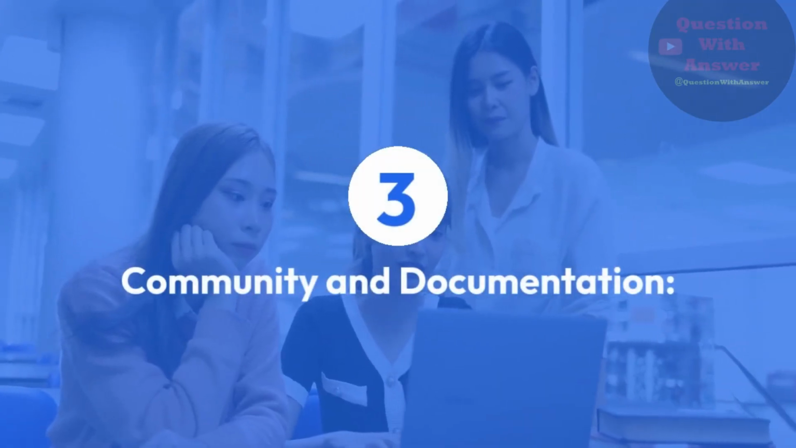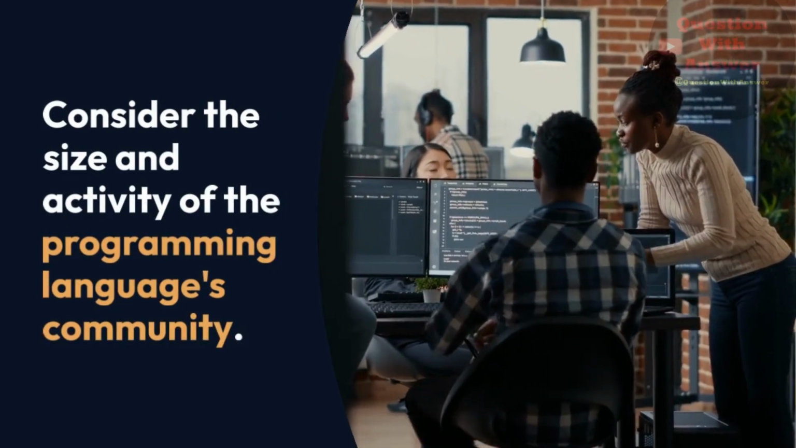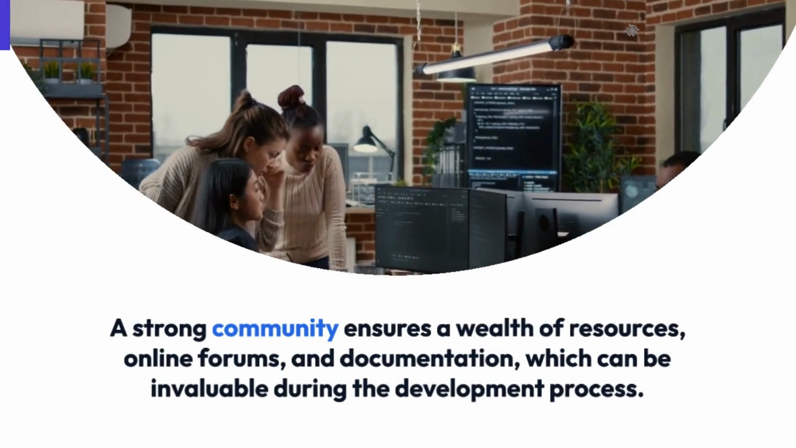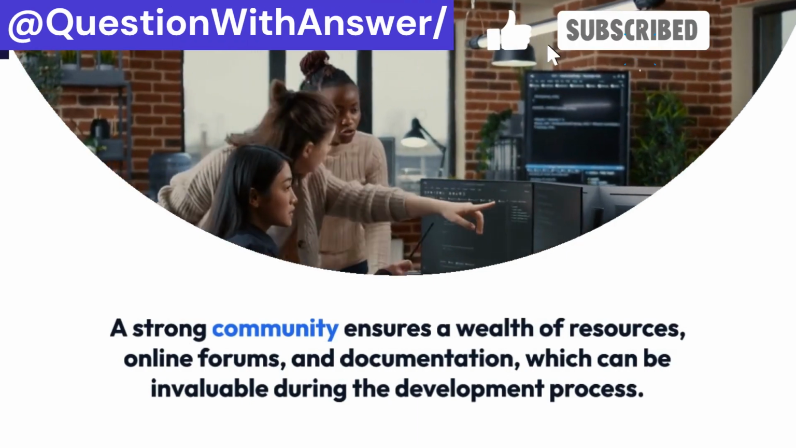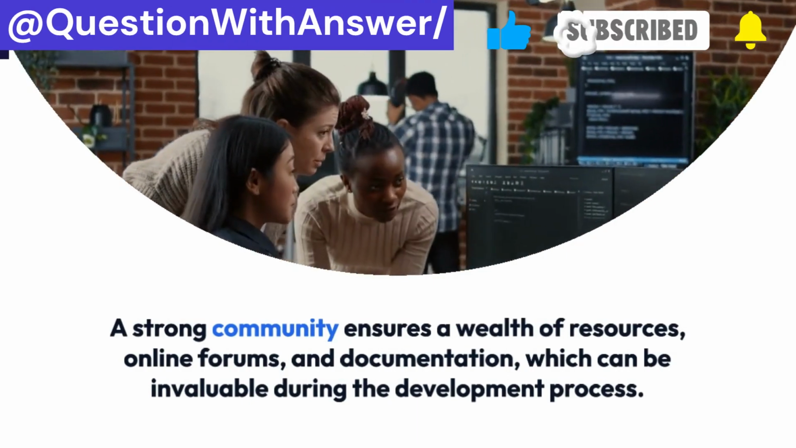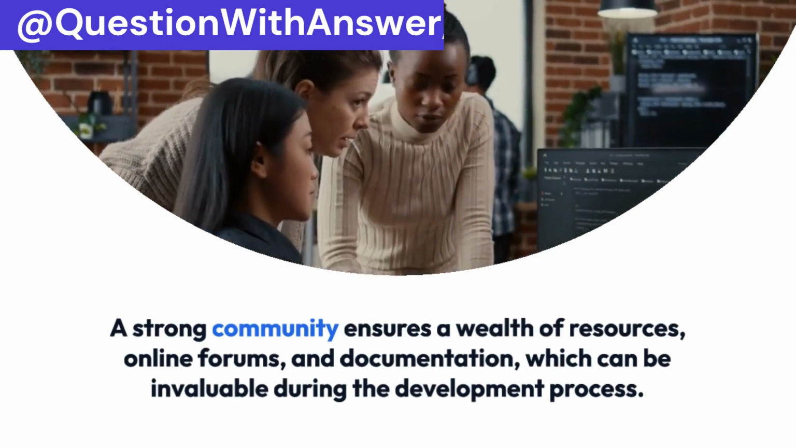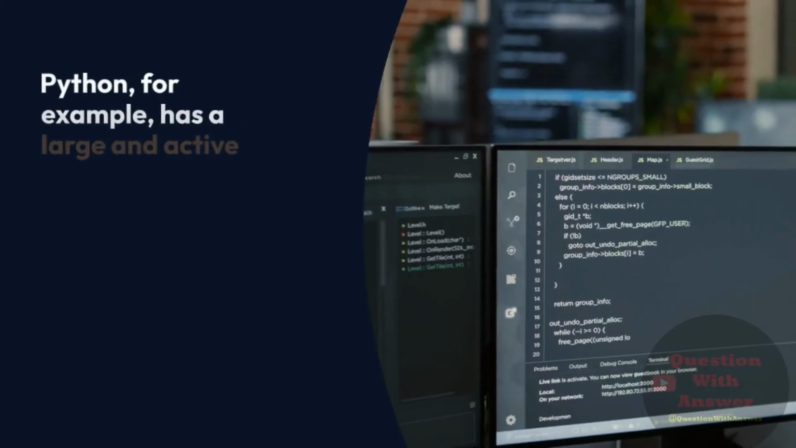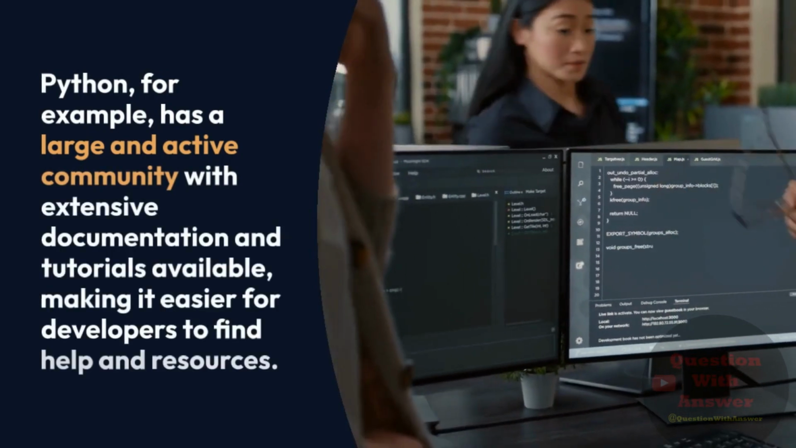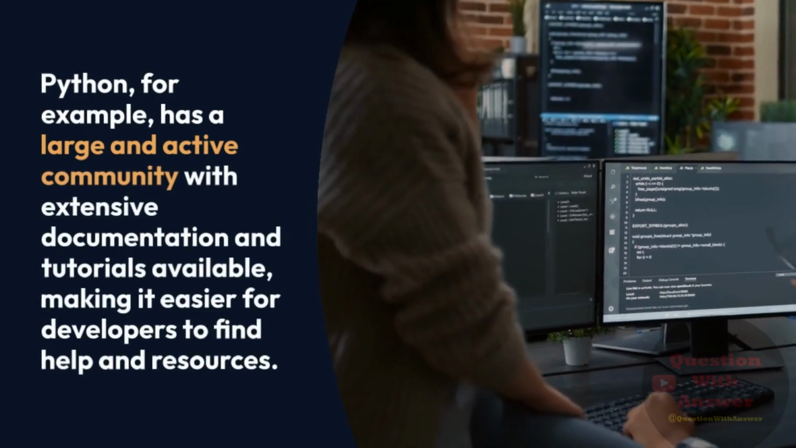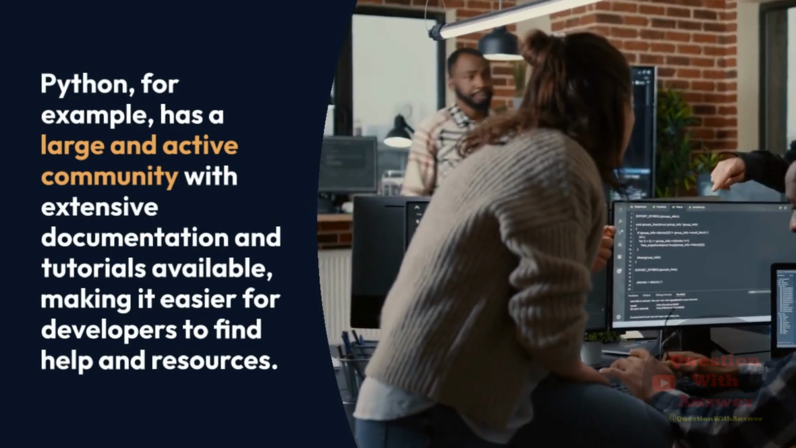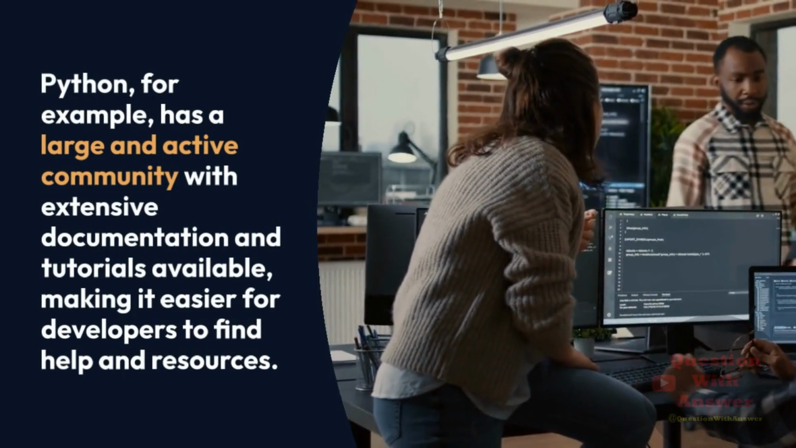3. Community and documentation. Consider the size and activity of the programming language's community. A strong community ensures a wealth of resources, online forums, and documentation, which can be invaluable during the development process. Python, for example, has a large and active community with extensive documentation and tutorials available, making it easier for developers to find help and resources.